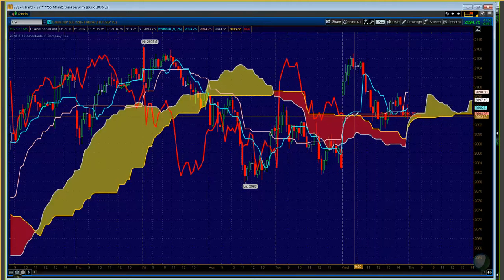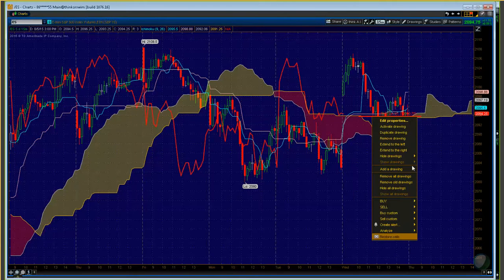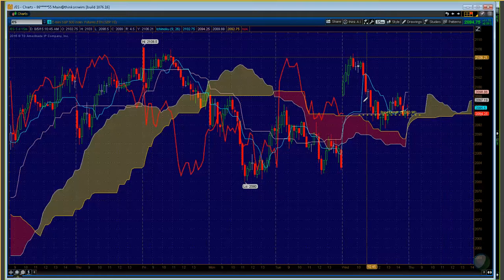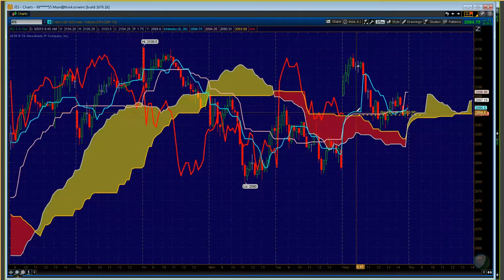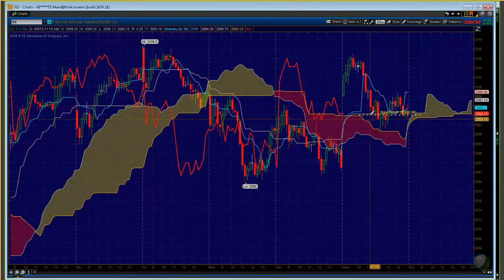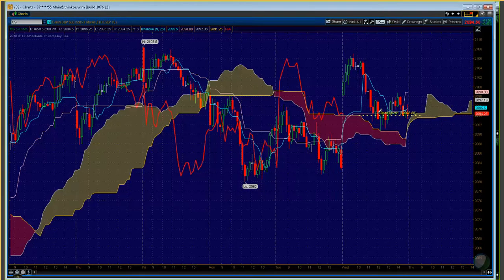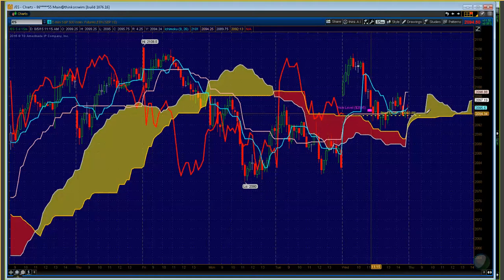And the Kijun-sen was at 93.88, or span B 93.98. So I'm just going to make this a yellow dash line so we can see across. Oh, was that 98? 88. And we'll take the Kijun-sen, and we'll do the same.